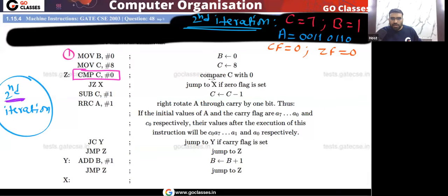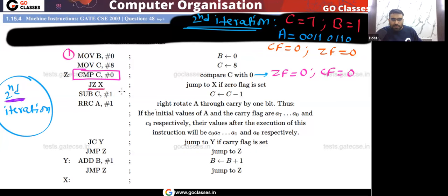Very simple. Now this comparison will happen. After this comparison, what will happen? Quickly tell me. You are comparing the value of C with 0. The value of C is actually 7, so you are comparing 7 with 0. The zero flag will be 0, and the carry flag also will be 0. Yes or no? So because of this compare instruction, the zero flag and carry flag will become 0, 0. Is this clear? Because you are doing the comparison, these will be affected.